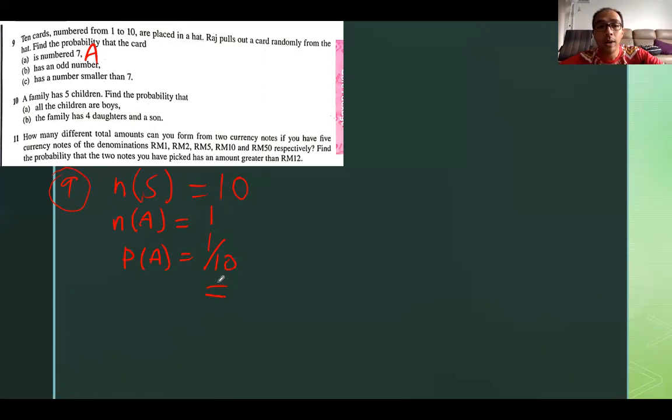Okay. What about B? Has an odd number. So let's call this event B. How many odd numbers are there? Odd number is nombor ganjil. Nombor ganjil is 1, 3, 5, 7, 9. Okay, 5 lah. So there are 5 odd numbers. So what is the probability of getting an odd number? Is 5 over, how much is our sample space? 10. 5 over 10, simplify, will become 1 over 2.